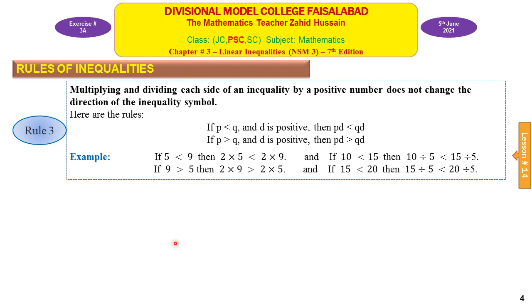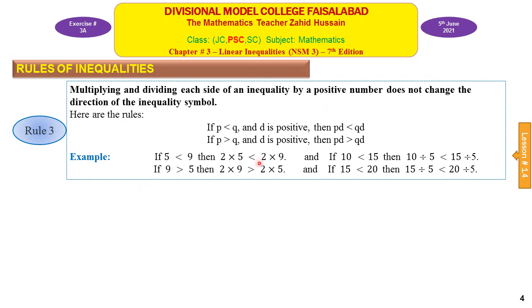Rule number 3 is multiplying and dividing each side of an inequality by a positive number does not change the direction of the inequality symbol. So if you multiply or divide both sides of the inequality by a positive number, the inequality sign remains the same. If P is less than Q is an inequality and D is a positive number, and you multiply both sides of this inequality by D, the sign of inequality remains the same.